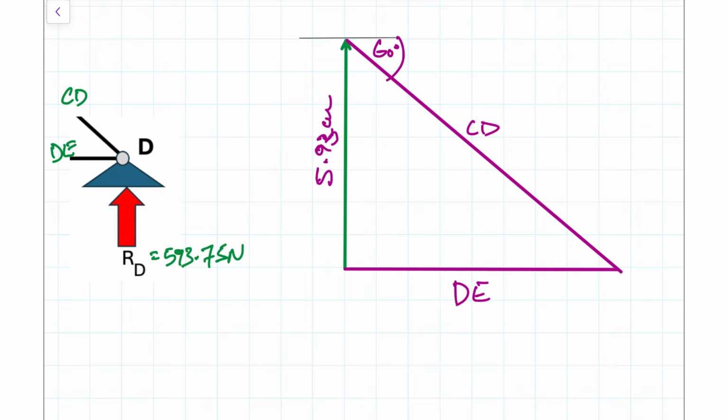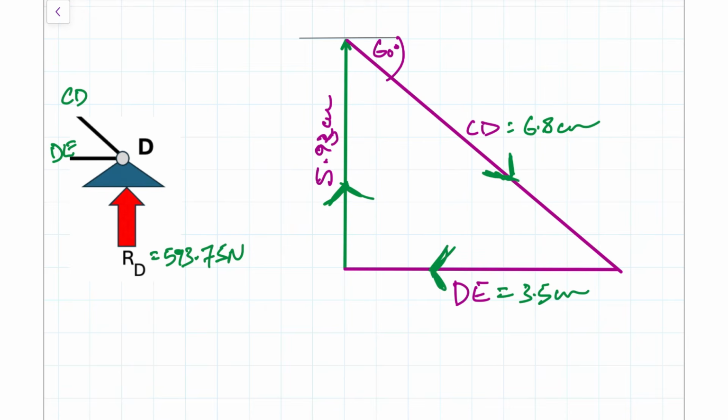What we have to do next is just measure these lengths. So CD is 6.8, and that's centimeters for now. And we get DE as 3.5, and again, centimeters for now. So all we have to do now is trail our arrows around to know what these members will be doing, if they are compressive or tensile. So we start here. That was going up. And then we keep trailing around.